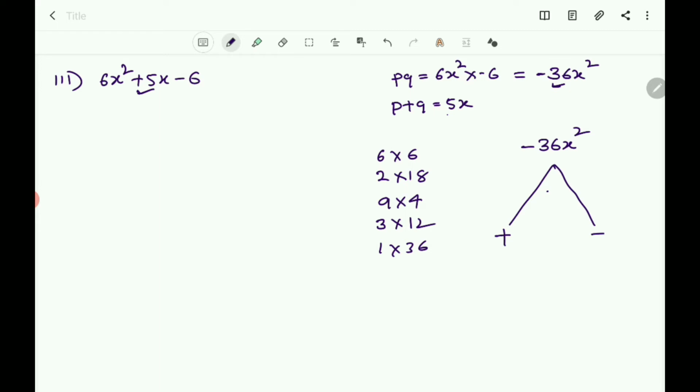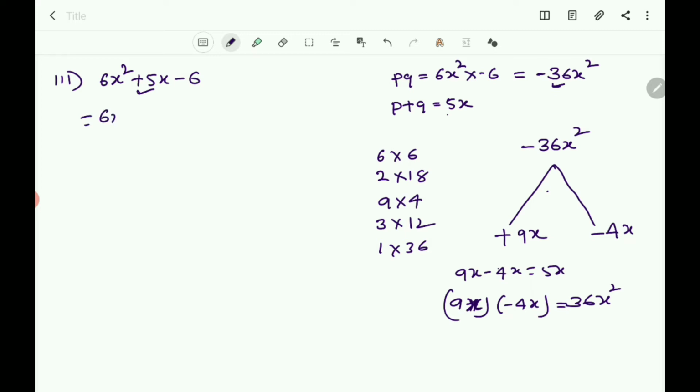So the factors are 9x and 4x, and you know that 9x minus 4x becomes 5x, and 9x into minus 4x becomes minus 36x square. So you write the factors: 6x square plus 9x minus 4x minus 6. 5x is split into 9x and 4x, that is 9x minus 4x. 9x minus 4x is 5x.